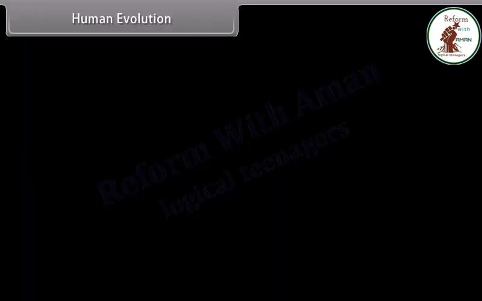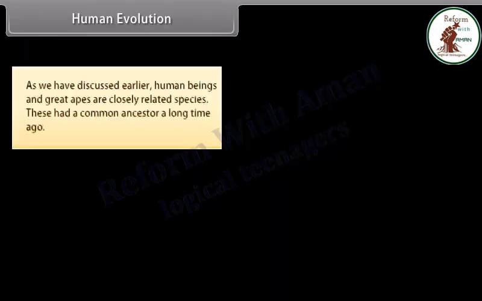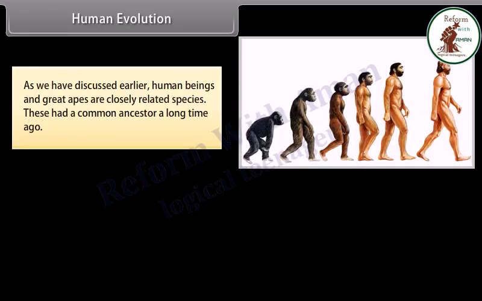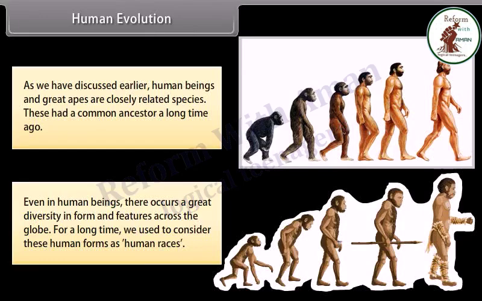Human evolution. As we have discussed earlier, human beings and great apes are closely related species. These had a common ancestor a long time ago. Even in human beings, there occurs a great diversity in form and features across the globe. For a long time, we used to consider these human forms as human races.